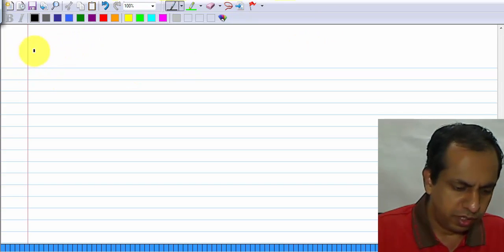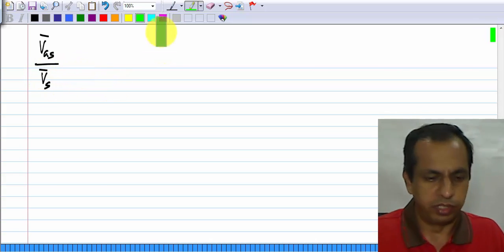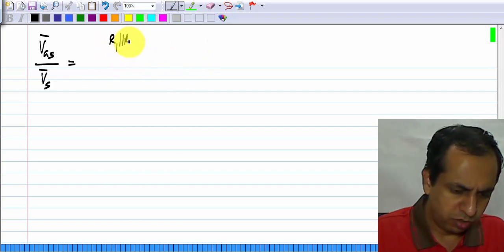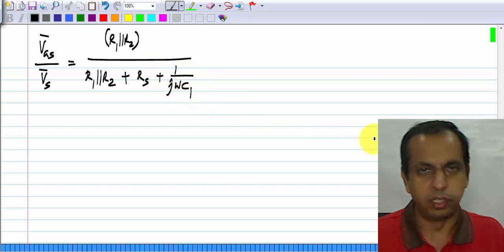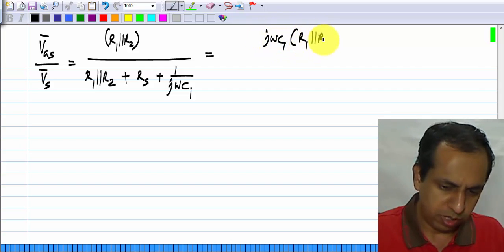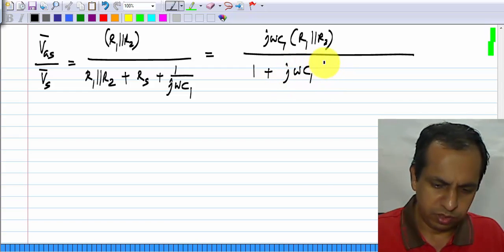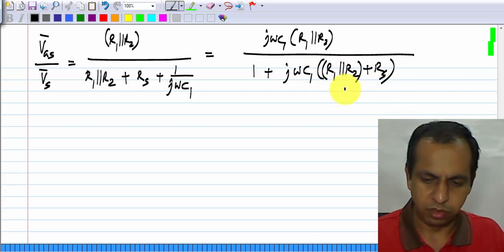So, if you do the analysis correctly, you will see that Vgs by Vs, basically the fraction of Vs that appears as Vgs, is equal to R1 parallel R2 divided by R1 parallel R2 plus Rs plus 1 by j omega C1, which can be written as j omega C1 R1 parallel R2 divided by 1 plus j omega C1 times R1 parallel R2 plus Rs.